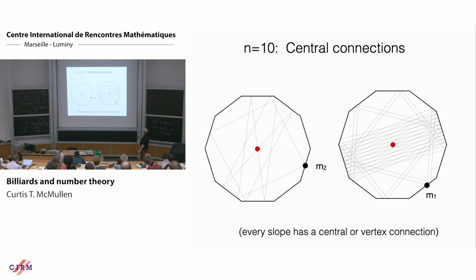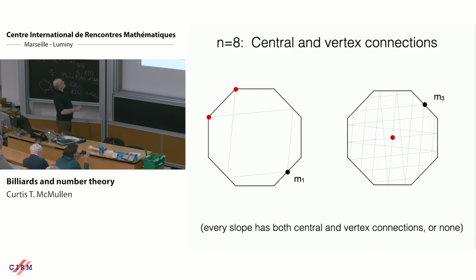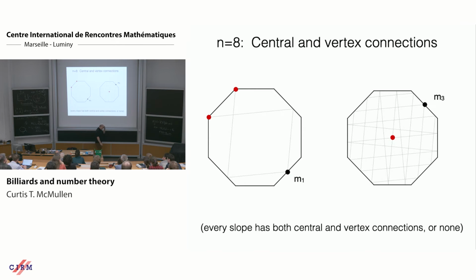So here's some examples in the regular decagon where you see these central connections. And it turns out that in the decagon, no matter what slope you pick, provided it's periodic, you either see a central connection or a vertex connection, but you don't see both. And in the octagon, the same phenomenon arises. Here's a vertex connection, and here's a central connection. And in this case, every slope either has both a central and vertex connection or none. This is the case where n is 0 mod 4.